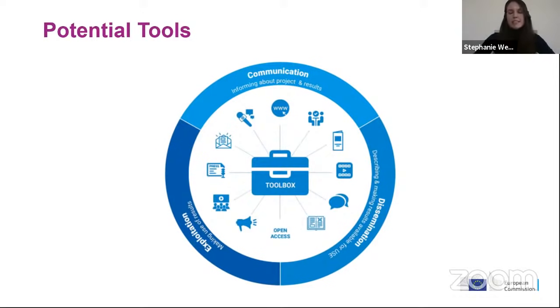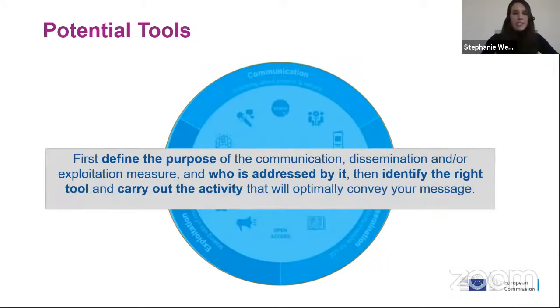So I just want to stress that the boundaries might not always be clear cut. What's important really is that you define the purpose of your communication, dissemination, exploitation measure, that you have a clear picture of who is going to be addressed by it, and then identify the right tool and carry out the right activity, and also ensure that you have a clear and persistent messaging in place.